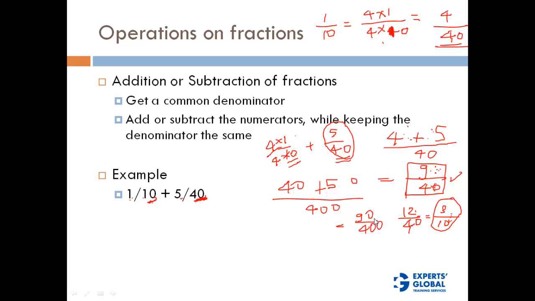Now you will see that there is a common factor 10. So we divide this by 10. So ultimately what we get is 9 by 40, which is the same answer. So whichever common denominator you choose, you will get the same answer.